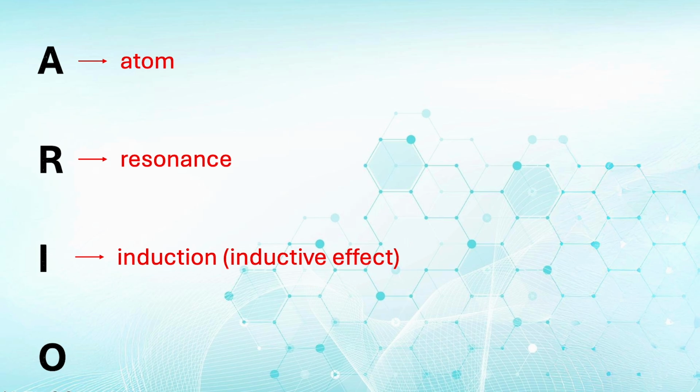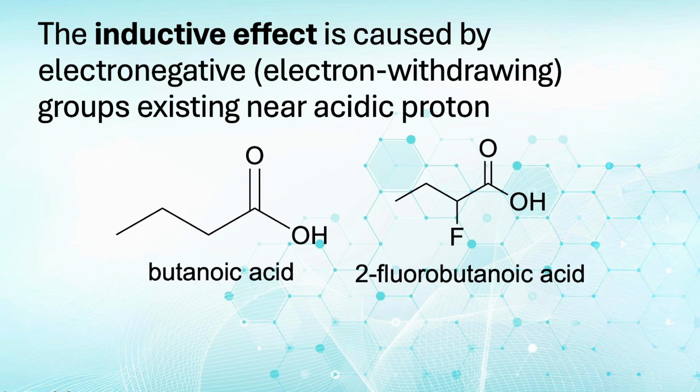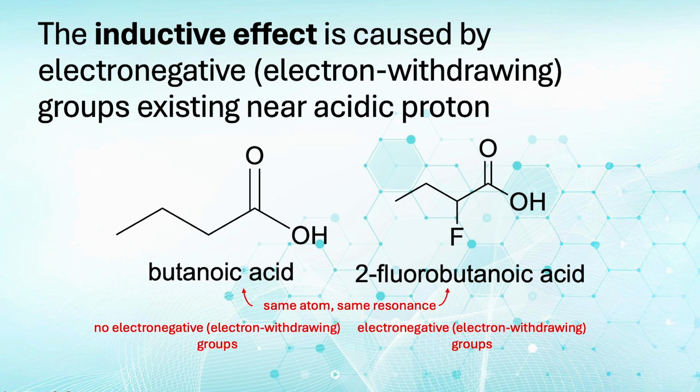I stands for induction, or inductive effect. The inductive effect is characterized by a strongly electronegative group existing nearby the acidic proton. For example, if we compare these two carboxylic acids, we'd see that they are almost the same, except the one on the right has a fluorine 1 carbon away from the acidic proton. When the two species lose their protons, the negative charge will be distributed due to resonance, but the fluorine will help distribute a partially negative charge further across the molecule. This makes the molecule on the right more acidic.